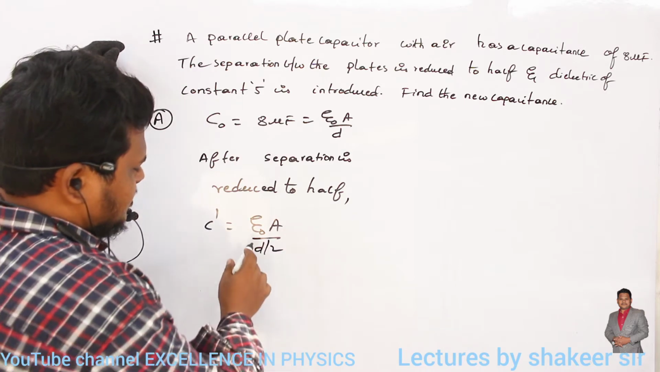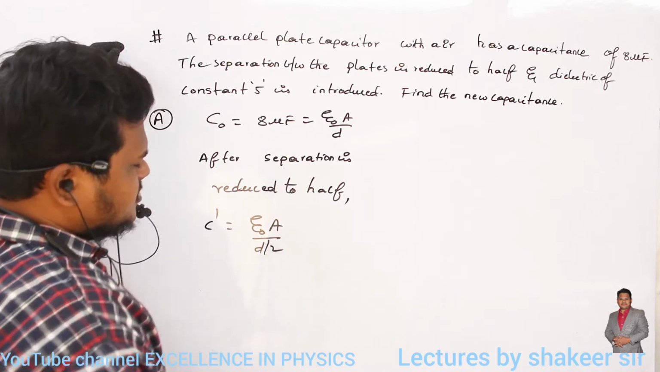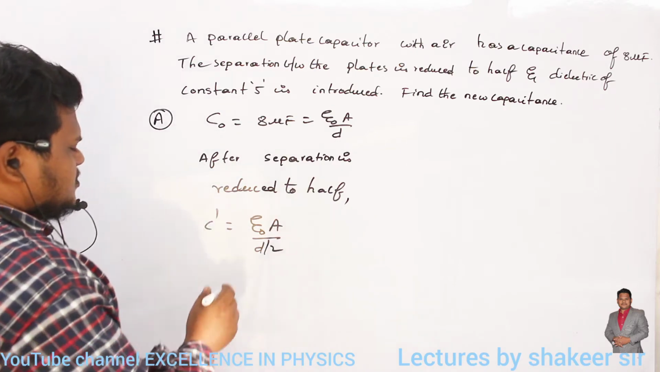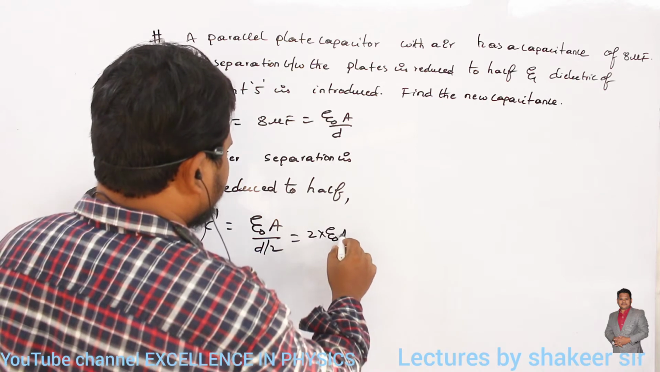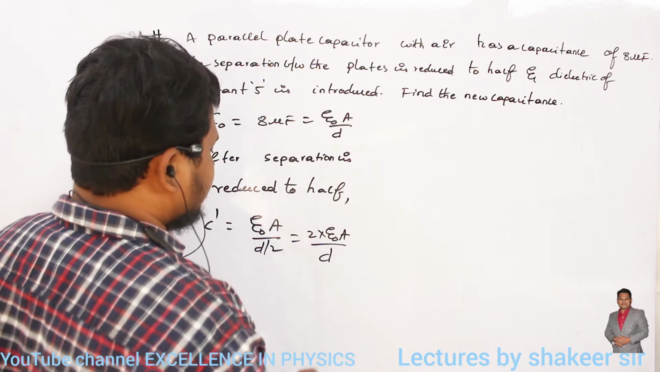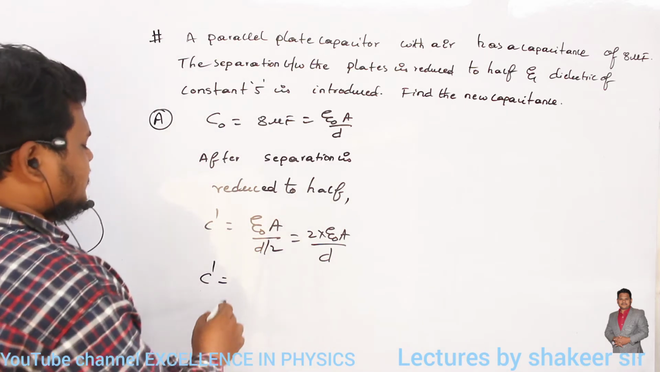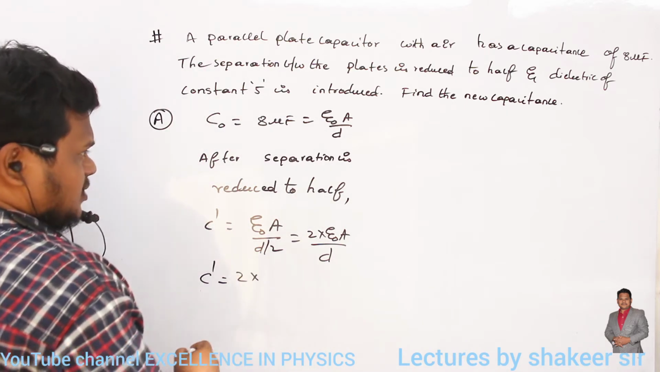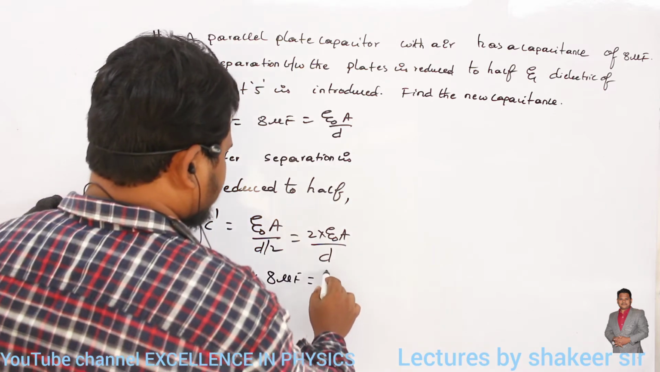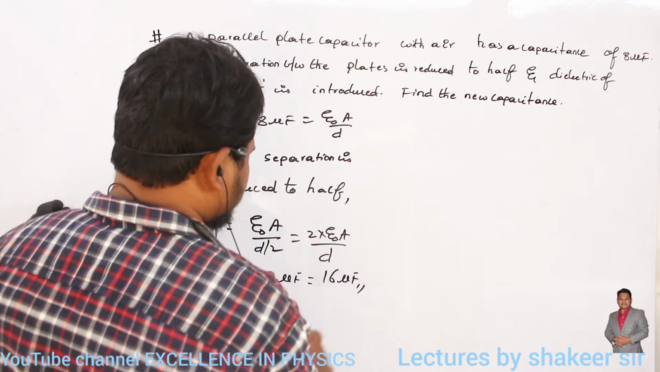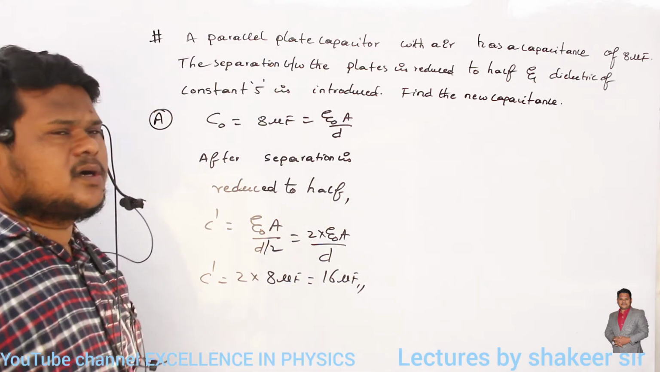Epsilon naught is not changing. The area of the plates is also not changing. Just the distance between the plates is reduced. So it is 2 epsilon naught A divided by d. We have already done these calculations many times. It means the capacitance increases by 2 times. So C dash is equal to 2 into 8 microfarads. 2 into 8 microfarads is how much? 16 microfarads is the new capacitance when the gap between the plates is reduced to half.